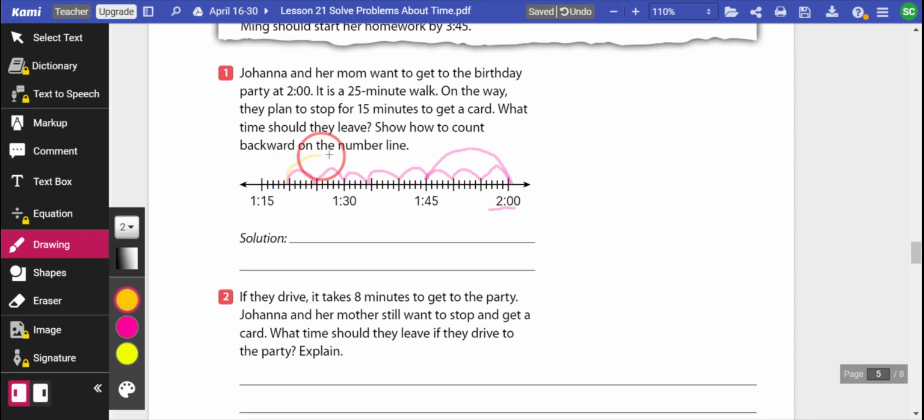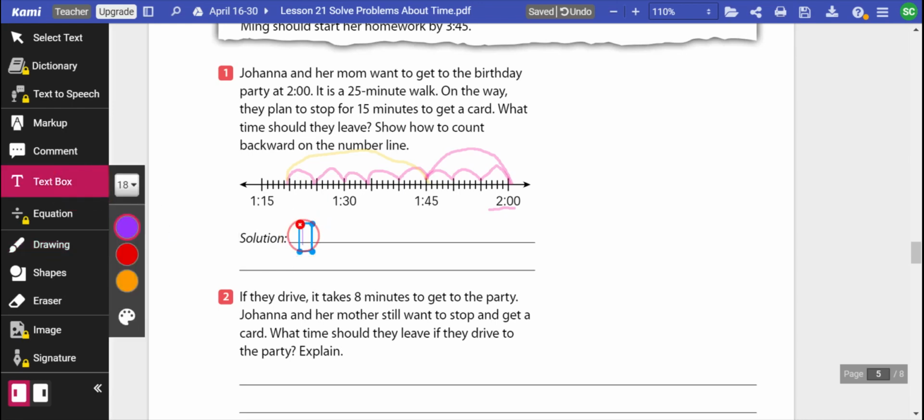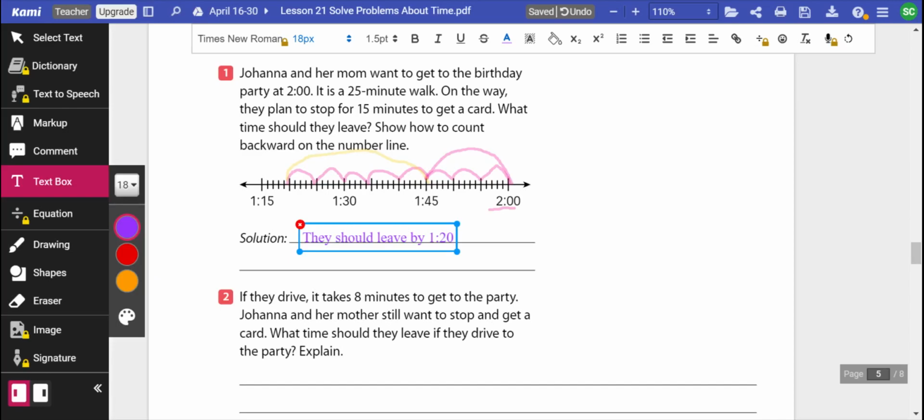So this section shows how long it took to walk. What time should they leave? So if I look here, if this is 1:15, I'm moving up 5 more minutes. So they should leave at 1:20. So we're going to type.